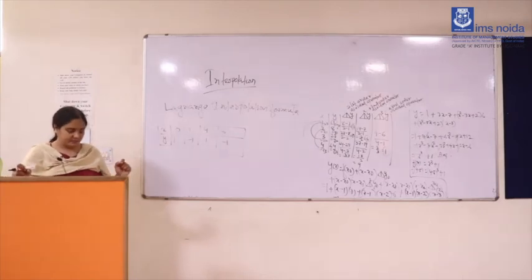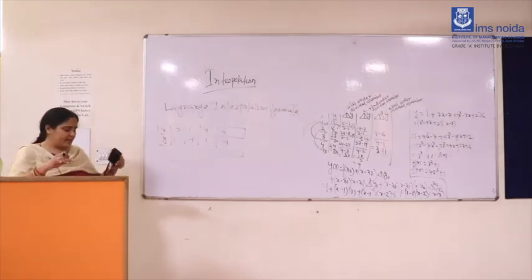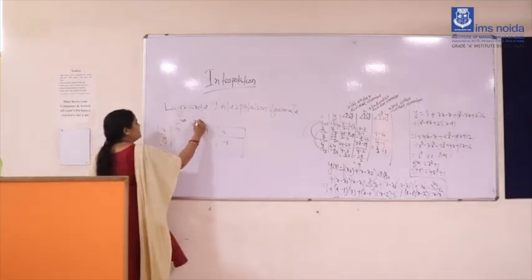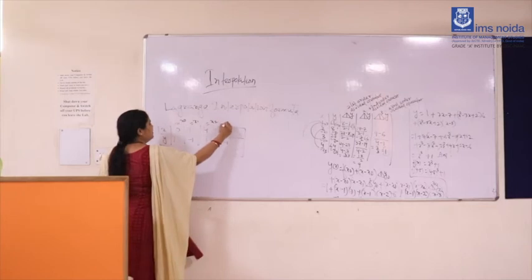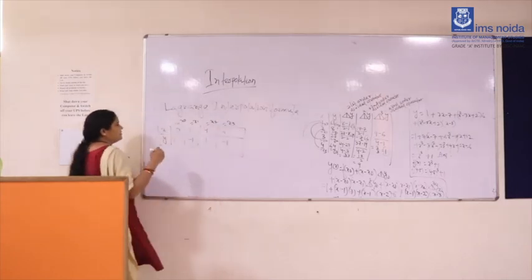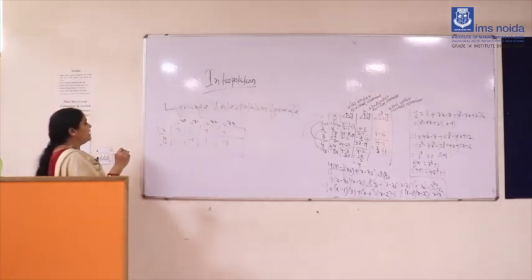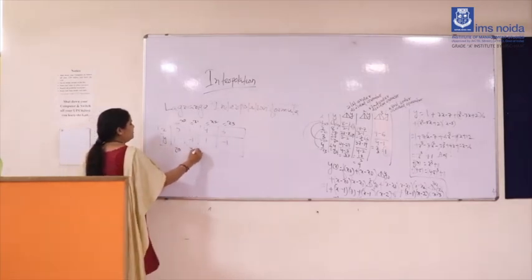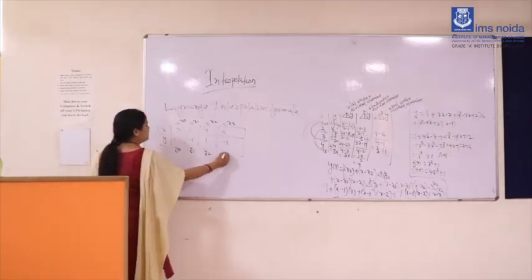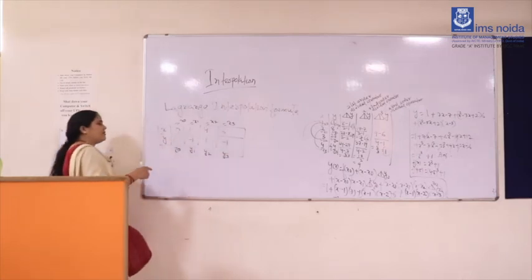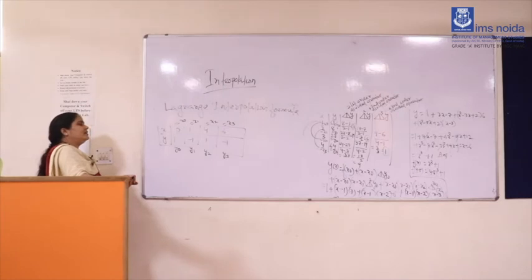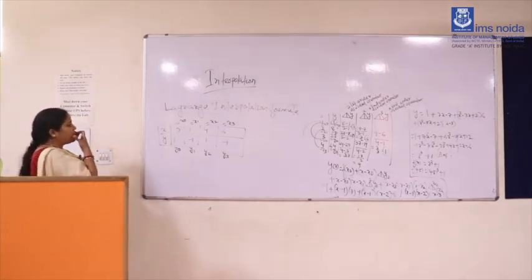You can understand that the initial value given is x0, the next value is x1, this is your x2, this is your x3. And this is your y0 value, this is your y1 value, this is your y2 value, this is your y3 value. The same problem you can also solve by applying Newton's divided formula and the Lagrange interpolation formula.